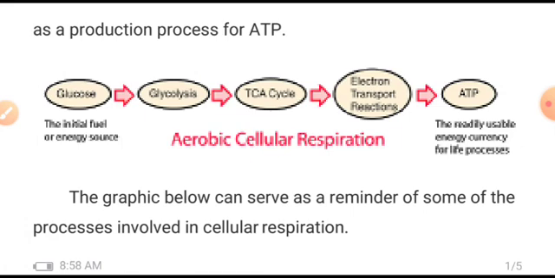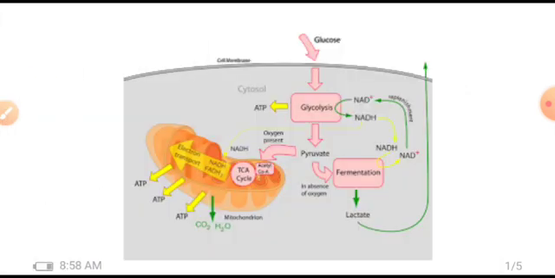So aerobic respiration looks like this. This takes place in the presence of oxygen. The graphic below can serve as a reminder of some of the processes involved in cellular respiration. You can watch this clearly. We first have the molecules of glucose, and there is what we call the cell membrane.